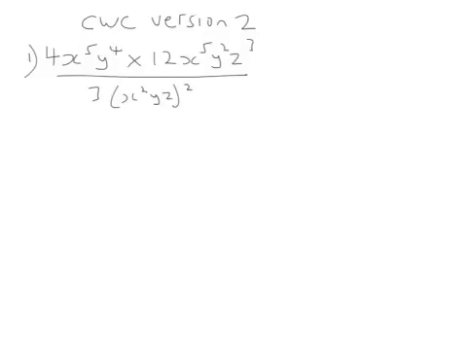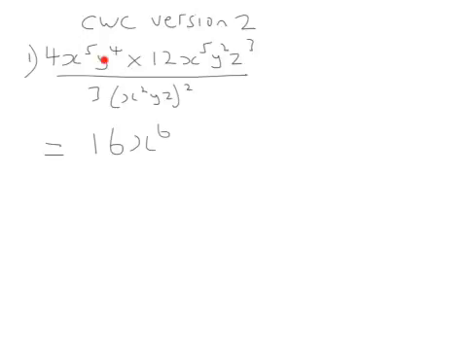For question 1, let's firstly gather together the numbers. So that's 4 times 12, that's 48. 48 divided by 3, that's 16. Let's now think about the x's. x to the power 5 times x to the power 5, that's x to the power 10. x squared squared is x to the power 4. 10 take away 4 is 6.